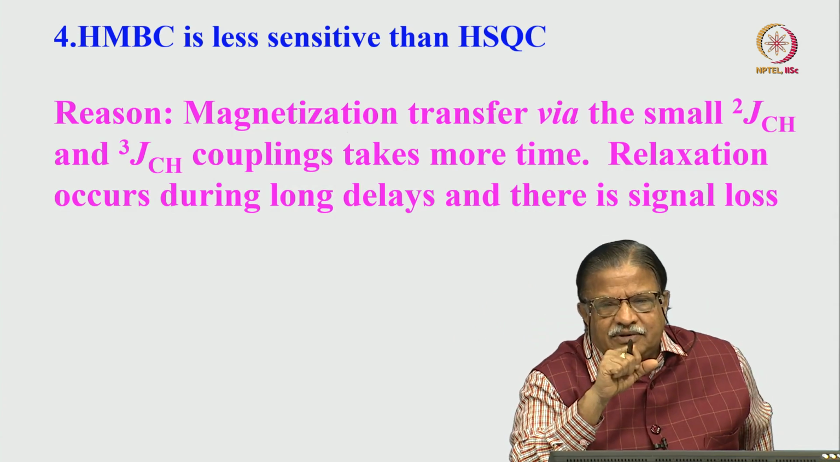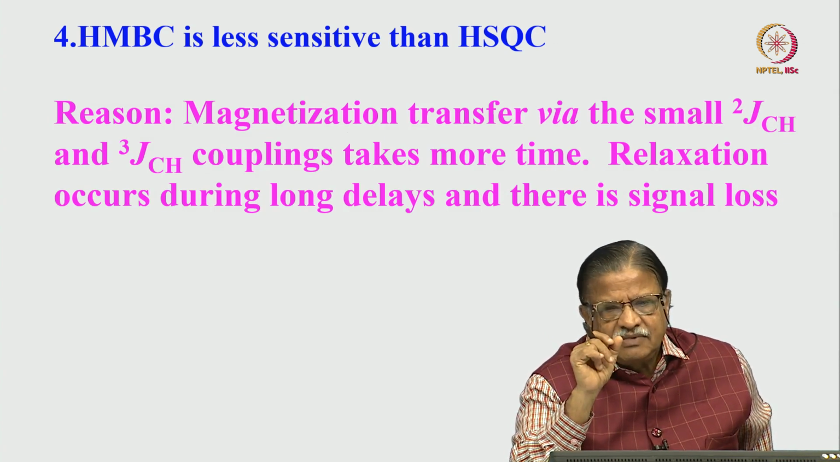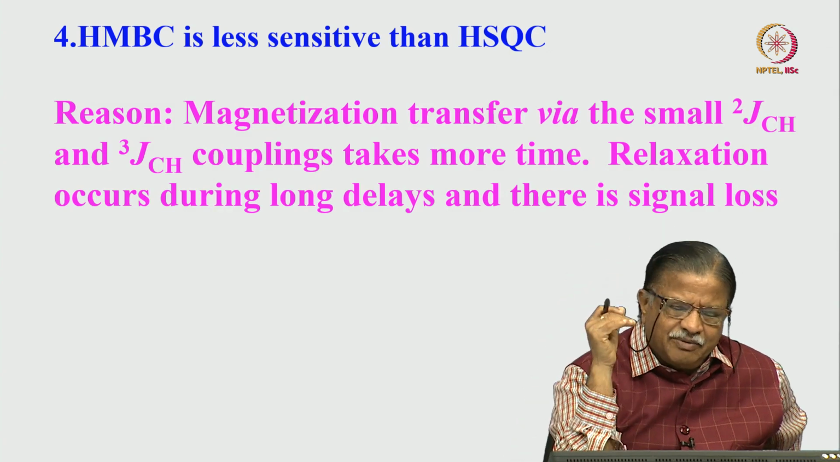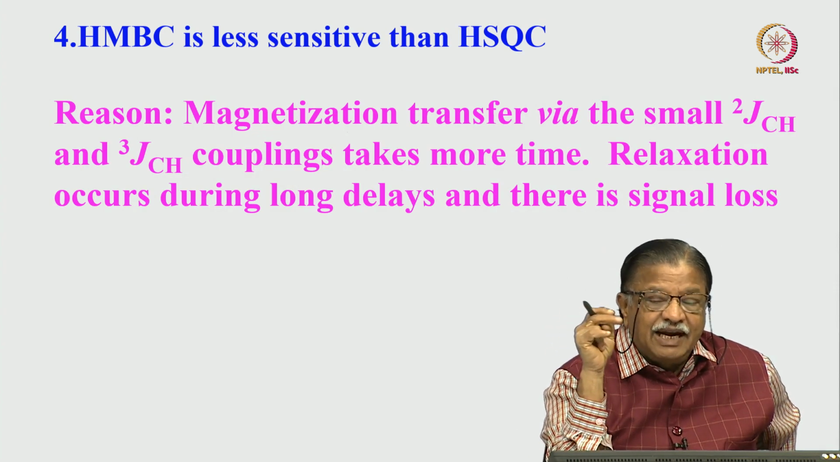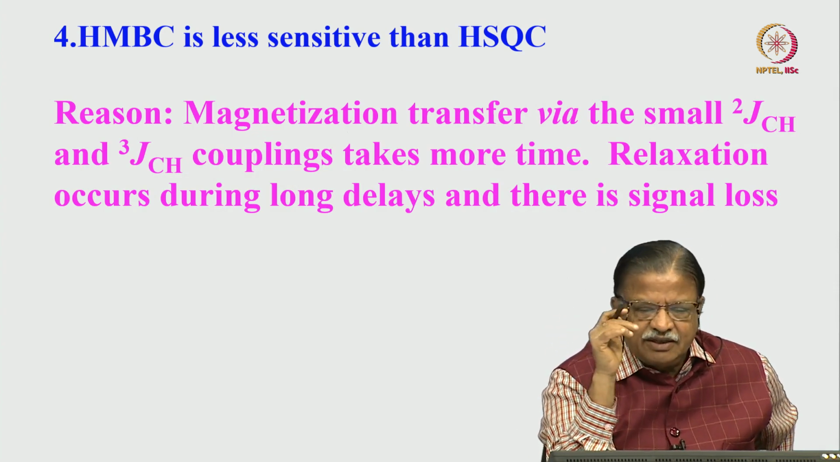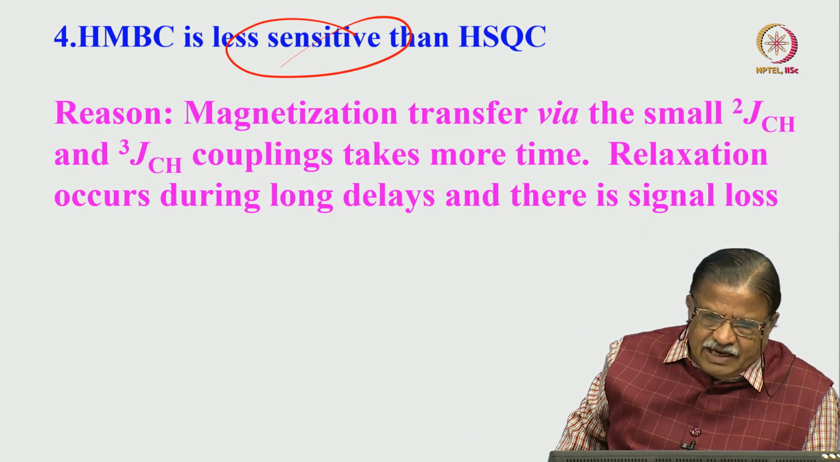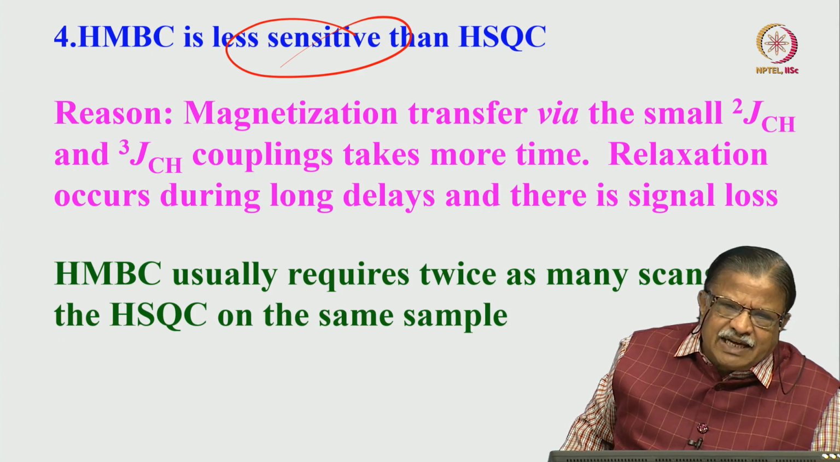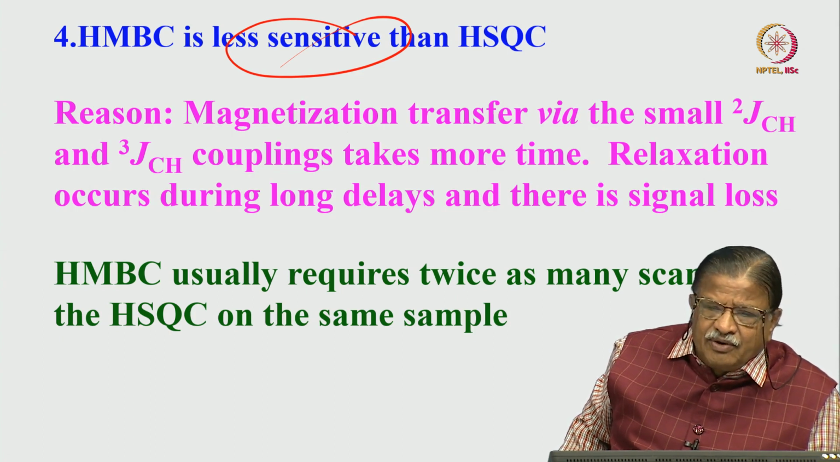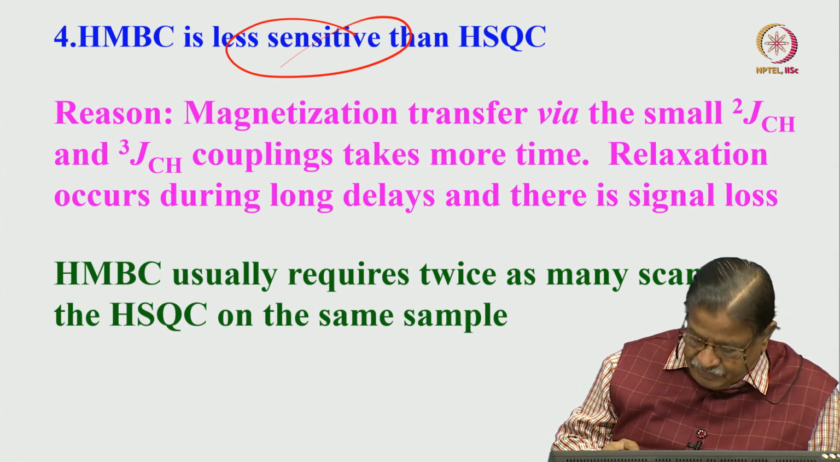During that process, what happens? Spins also start relaxing. There is a signal loss. When the spins relax, the magnetization goes back to the z-axis. As a consequence, when we are detecting the signal in the xy plane, less signal is there. As a consequence, HMBC is less sensitive compared to HSQC because of the relaxation during long delays. HMBC usually requires twice as many scans on the same sample. That means you have to do a lot of signal averaging, acquiring for more number of scans because sensitivity is very, very low.